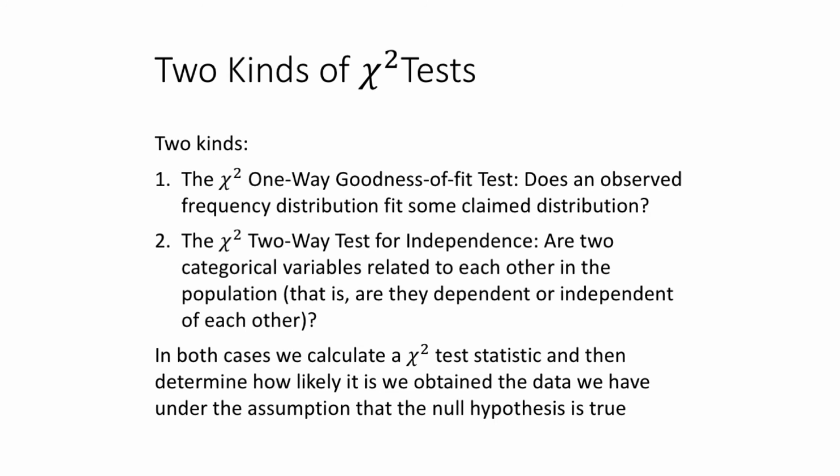The more inconsistent our expected and observed counts, the greater the chi-square test statistic, and the more inconsistent our data is with the null hypothesis, suggesting that we should reject the null hypothesis, whether that null hypothesis entails some fit or conforming to some claimed distribution, or whether that null hypothesis refers to independence of two variables in the population.